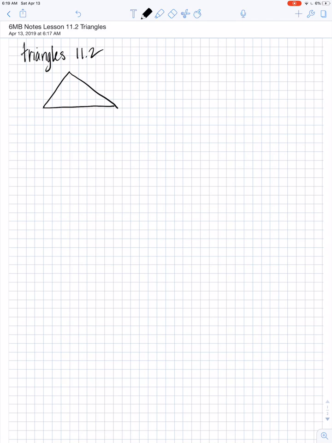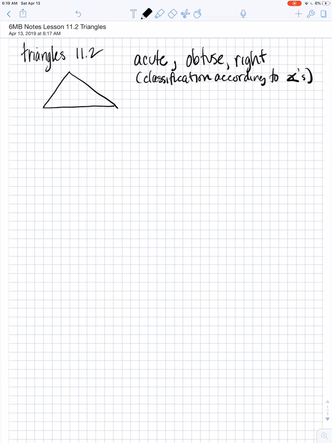Well, let's talk about a couple of things. We can have acute triangles, we can have obtuse triangles, and we can have right triangles. And that is classifying them. This is classification according to angle measures. Classifying according to angles, all right? Well, that's one way in which we can talk about triangles.